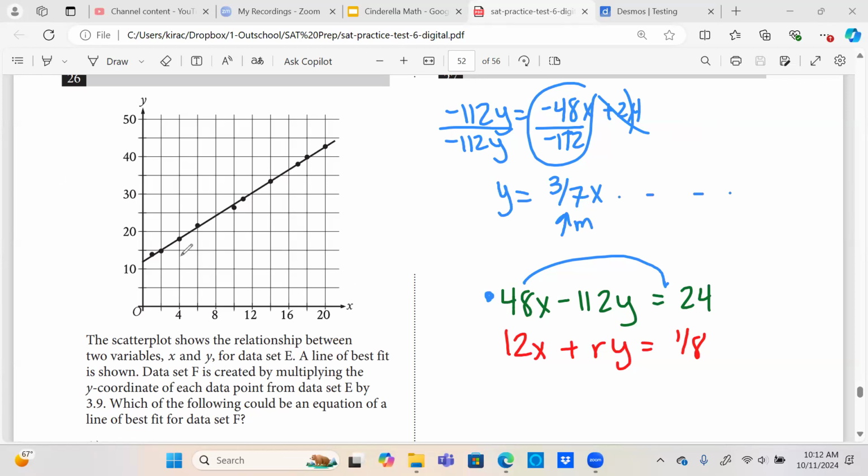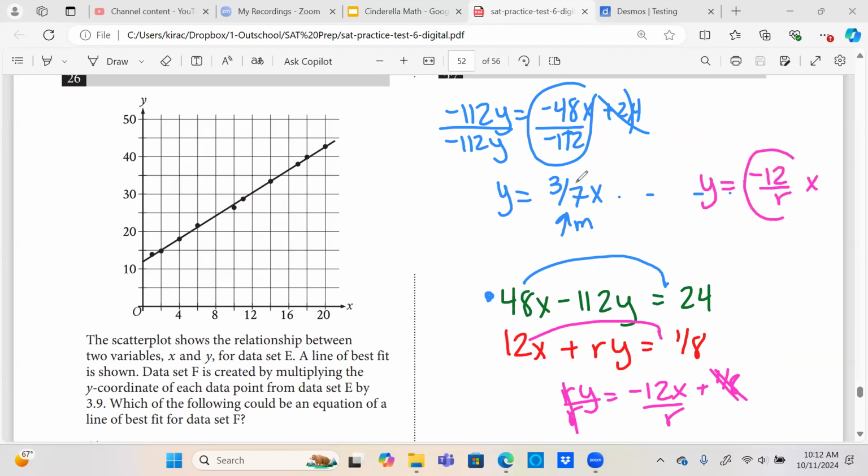Now the second one, I'm going to bring this over. So we have ry equals negative 12x plus an eighth. Again, the eighth, we don't care. We're going to divide by r. And so we have a slope here of y equals negative 12 over r x, and this needs to match. Negative 12 over r needs to match 3/7 because we're looking for parallel lines so that the system has no solution. So 3/7 needs to equal negative 12 over r. Cross multiply: 3r, negative 84. Divide by 3, and r is negative 28.